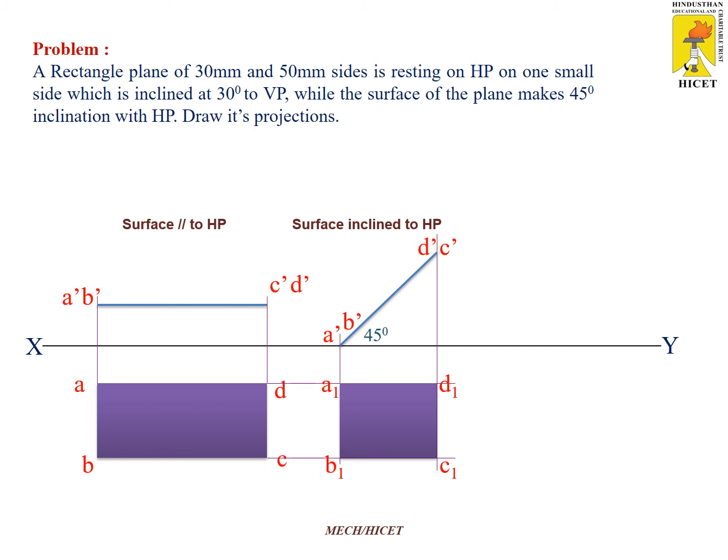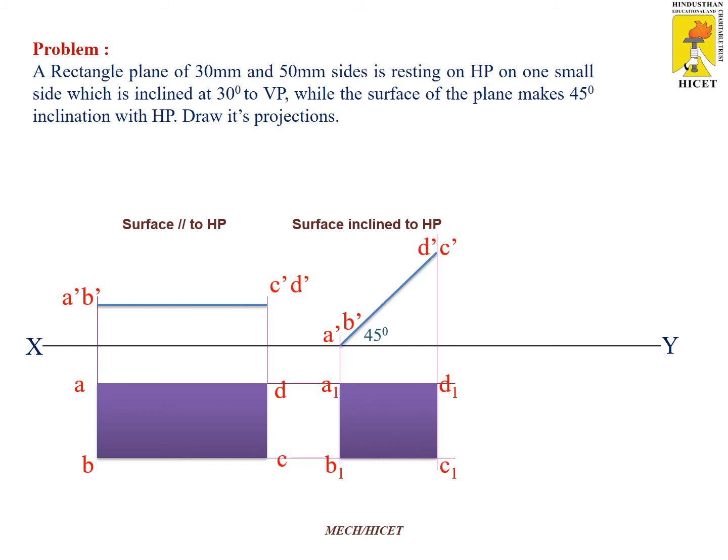The third position is a surface inclined to HP, the particular line which is at 45°. The fourth position is this, A1, B1, C1, D1. This is the fourth position, which is a rectangular plane inclined at 45°. This is the view from the top. When the rectangular plane is tilted at 45°, this is the actual view from the top. Okay, this is the actual view from the top.